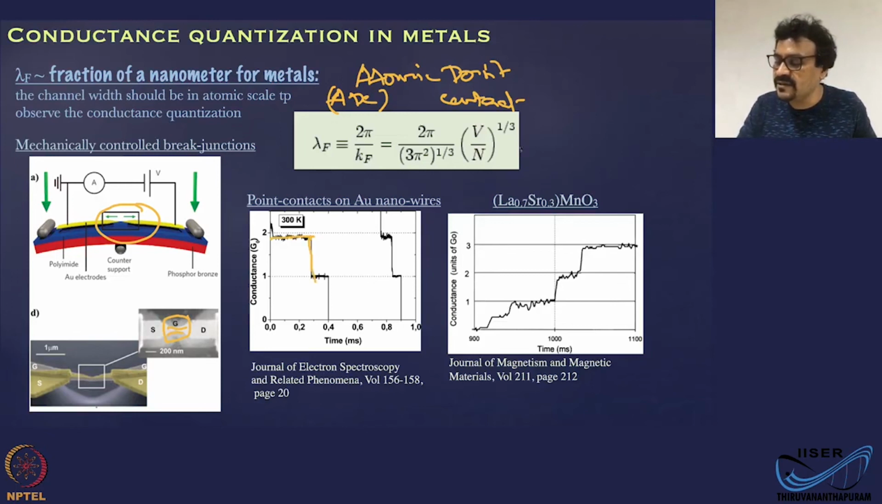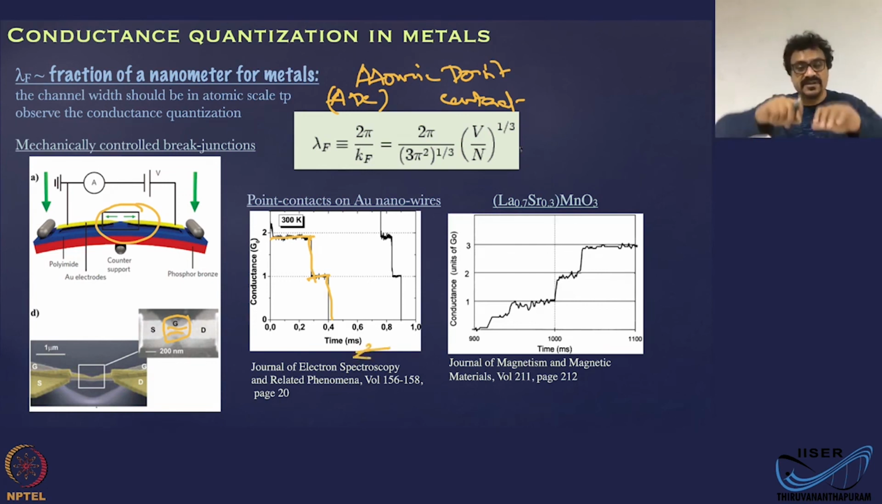So that's what is plotted here. You can see the transport or current goes down, or conductance goes down, in units of G0. G0 is again e squared by h. But here it is plotted as a function of time. The time is basically the time of bending or time of pulling. Similar behavior is observed in another system too.